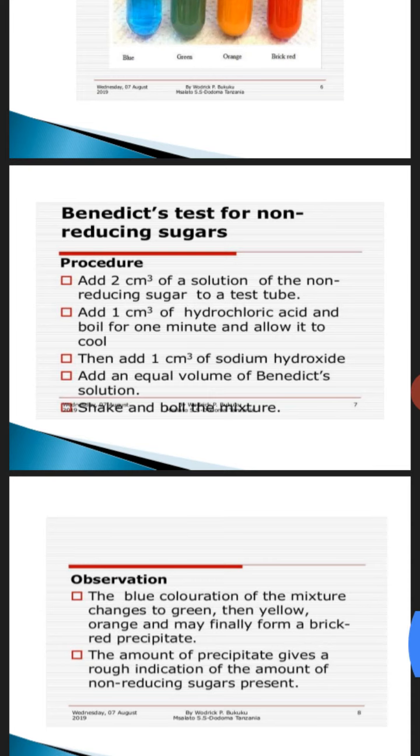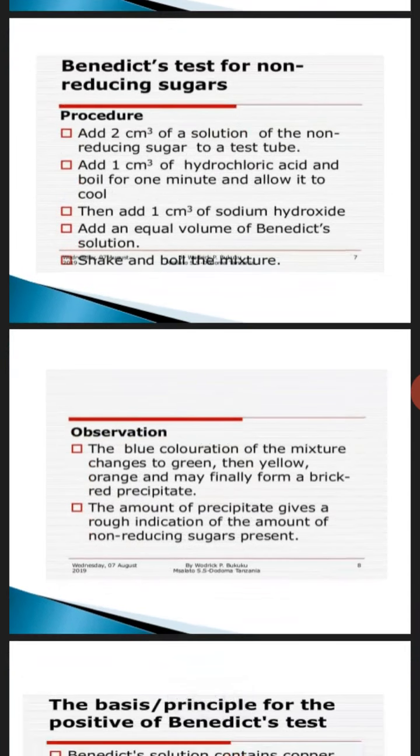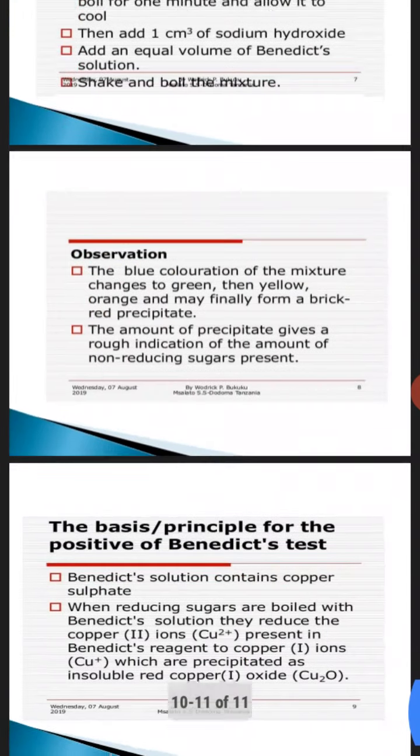Then what you are going to see in the observation: the blue color of the mixture changes to green, yellow, orange and finally forms a brick red precipitate. That means the amount of precipitate gives a rough indication of the amount of non-reducing sugar present. From the blue it will change to green, yellow, orange and finally brick red precipitate. So that means non-reducing sugars are present.